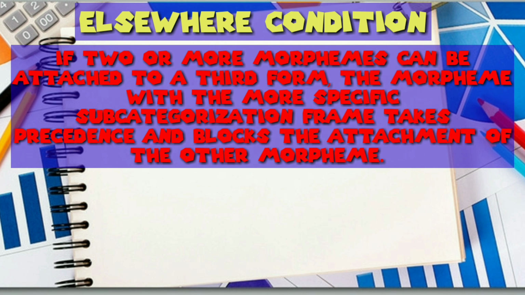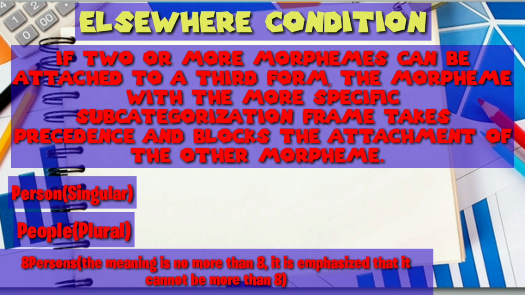If two or more morphemes can be attached to a third form, the morpheme with the more specific subcategorization frame takes precedence and blocks the attachment of the other morpheme. You can see the example. Person is the first form, singular, and then people, the second, plural, and then the third form, 8 persons. This shows that it is more than one, 8 persons. So the meaning is no more than 8. It is emphasized that it cannot be more than that.